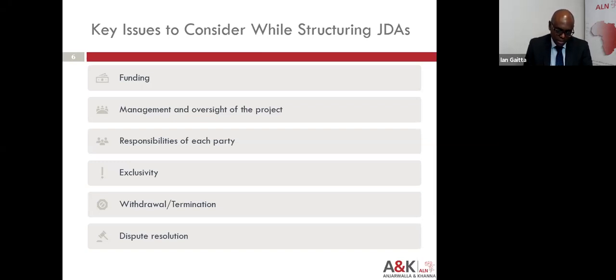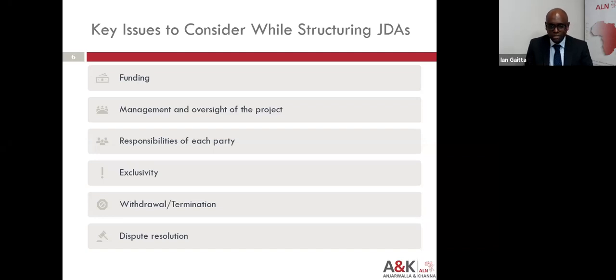And so to summarize, the key areas that are typically of concern are the funding, as we mentioned. What is each party bringing to the table? To the extent one or some of the parties are bringing sweat to the table rather than money, then how is that recognized? Then the management and oversight of the project: who is responsible for what aspects of the project development, and which decisions require all parties to be consulted or to consent, and which decisions can be taken by one party or some of the parties without necessarily consulting with the others.